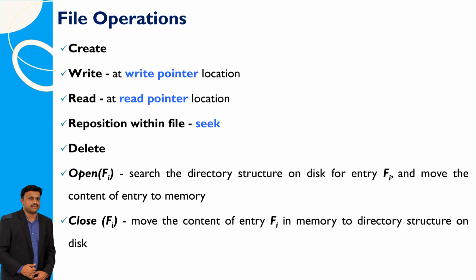File operations encompass a range of actions including creation, writing, reading, repositioning within the file, deletion, opening to retrieve content from disk to memory, and closing to save changes made in memory back to the disk directory structure. These operations allow manipulation and management of files efficiently, facilitating tasks such as data storage, retrieval, and modification within a computer system.